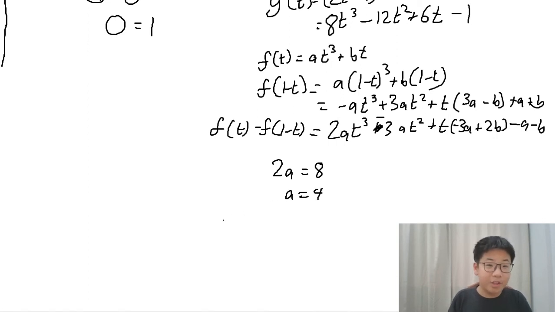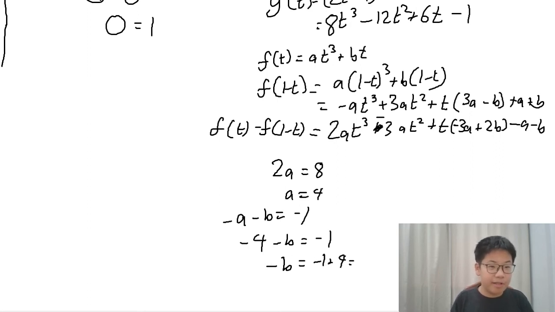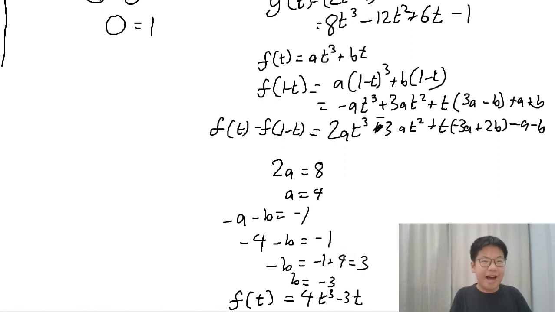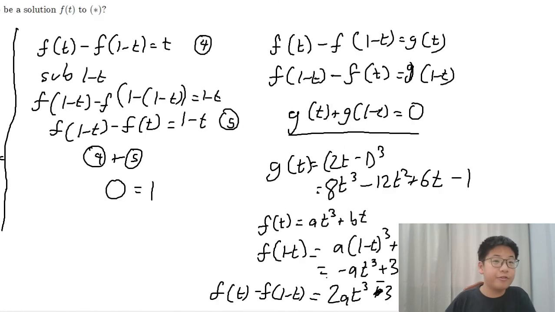Then we compare the constants. Minus a minus b equals minus 1. So minus 4 minus b equals minus 1. So minus b equals minus 1 plus 4 equals 3, and b equals minus 3. Therefore, f(t) equals 4t cubed minus 3t. You can check this answer by putting it into the defining formula f(t) minus k f(1 minus t), and then factorizing the answer. Well, see you in another MET video.